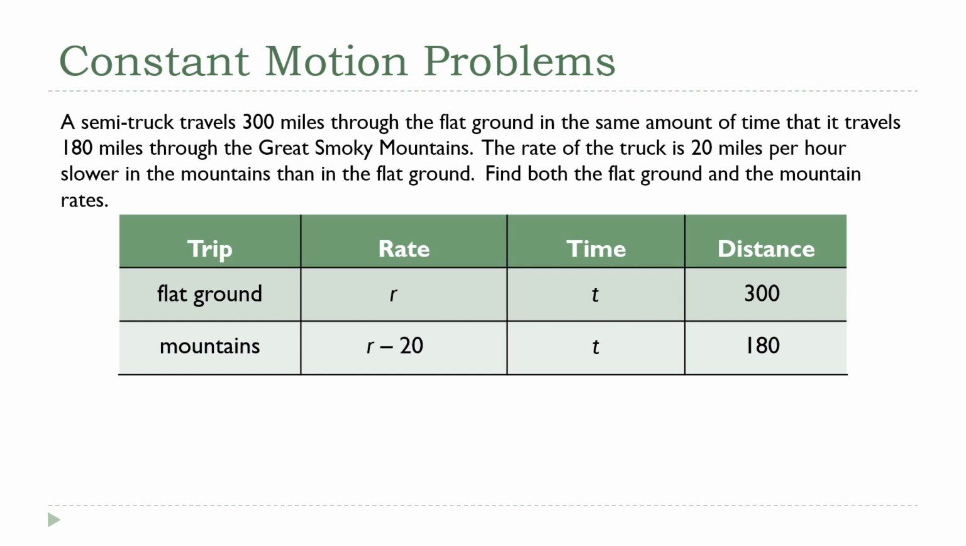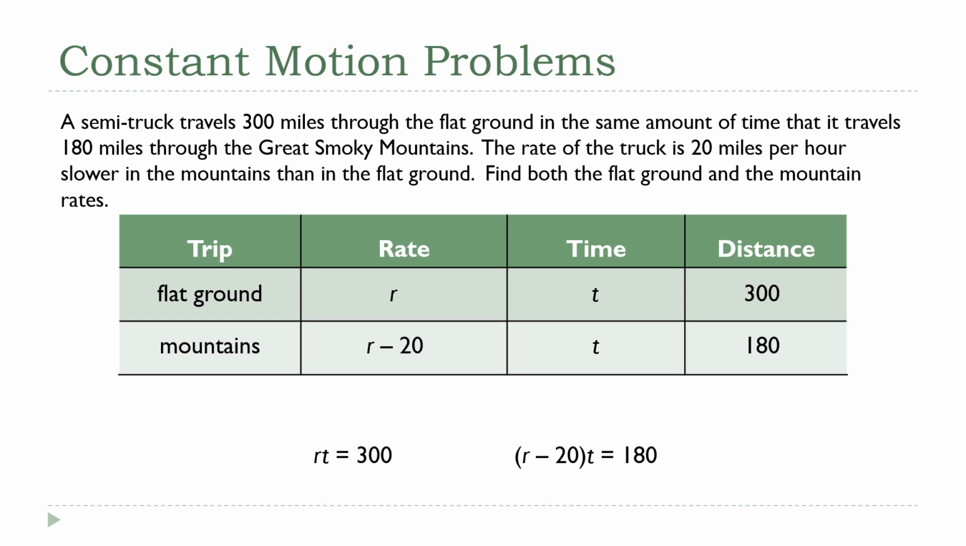Now let's multiply across the rows, and we'll get some equations. The first row gives me R times T equals 300. And the second row gives me R minus 20 times T equals 180. Good, two equations, two variables. Now they're nonlinear equations, which is a little concerning, but we should be able to deal with this.